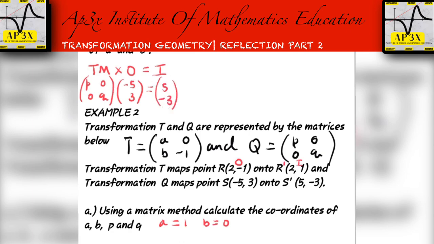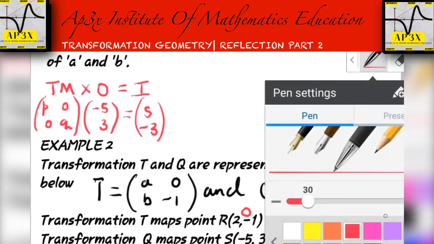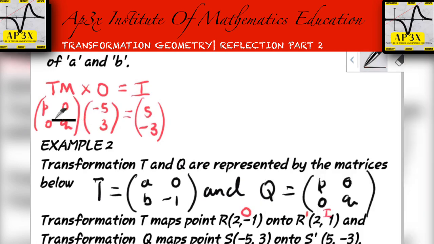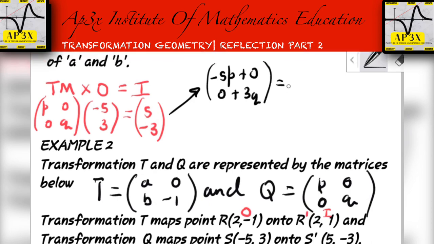So going row by column, once again, same procedure. We're going to go row by column. So P multiplied by minus 5, that's going to be negative 5P. And then of course 0 multiplied by 3 is 0. For the bottom part we have 0 times minus 5 is 0, and then Q times 3, that's going to be 3Q. And then of course we're going to equate that to 5, negative 3.